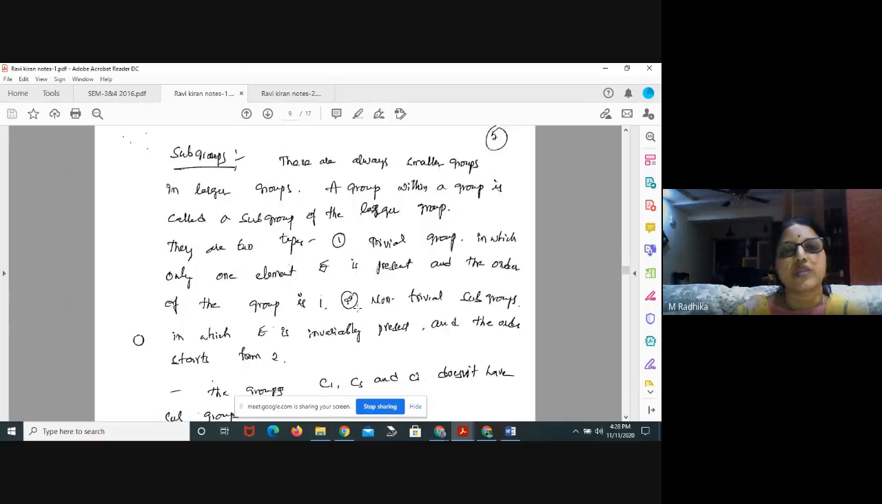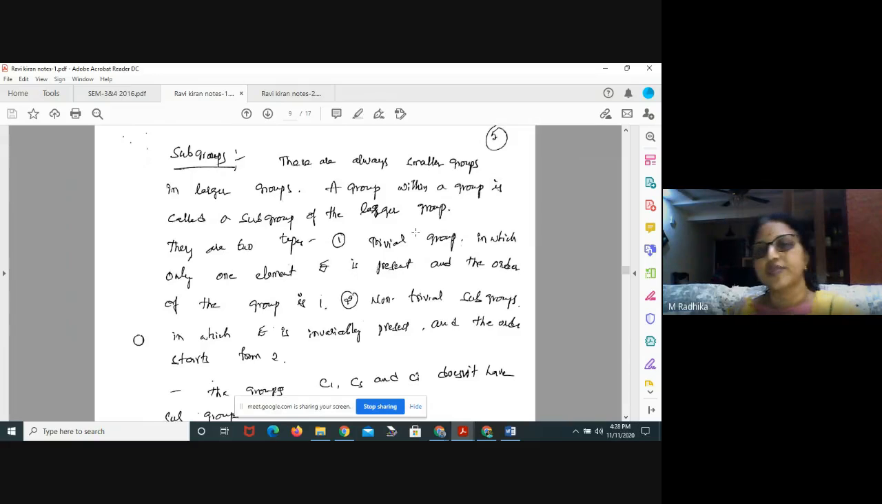Now we will go to subgroups. Within a point group, I can again have a smaller group. I call it a subgroup. I can automatically have many subgroups, and as a whole, you call them one big group. So a group within a group, you call it a subgroup of the larger group.